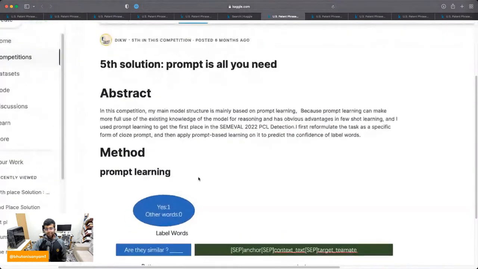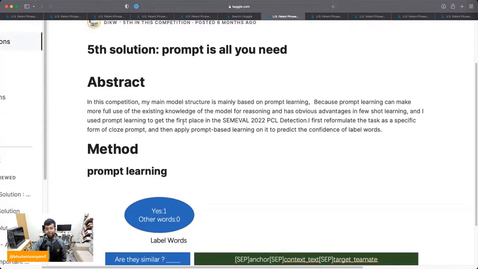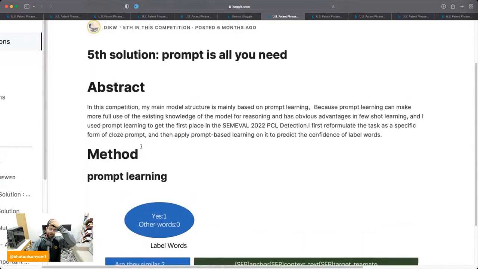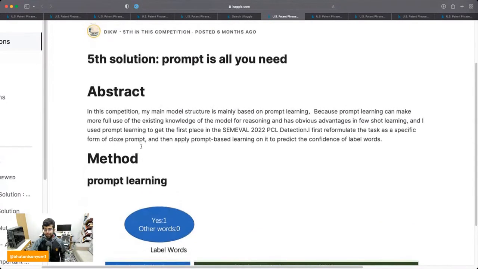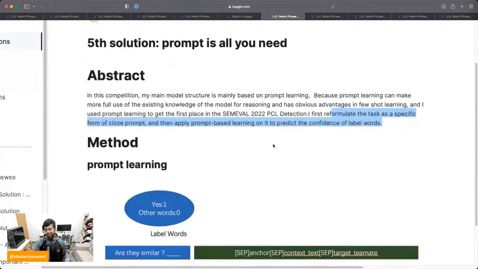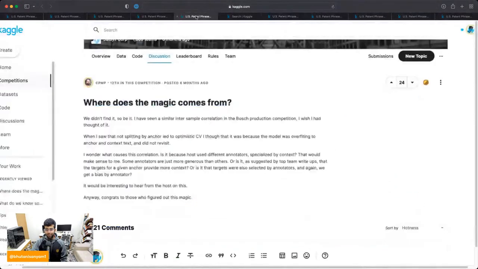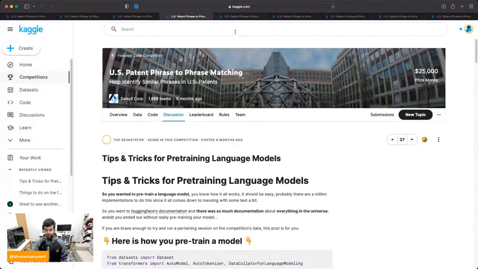The fifth solution is prompt is all you need, and prompt learning is used in large language models. So stuff like GPT-3 and all of those models are trained on that. This was such a cool read because it appears that DIKW had simply used their winning solution from some other competition, reformulated the task and applied this approach to the confidence of labeled words. And that basically made him win a gold medal on this competition. Let me close the other tab real quick.